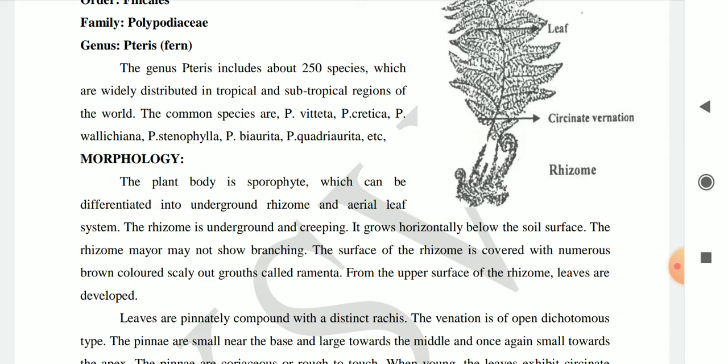The genus consists of about 250 species in the world, and they are widely distributed in tropical and subtropical regions of the world. The common species of Pteris are Pteris vittata, Pteris cretica, Pteris wallichiana, Pteris biaurita, and Pteris quadriaurita. So these are some common species of Pteris.